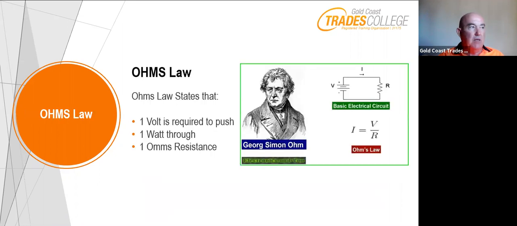Ohm's Law, by that picture there, it must be older than me, this guy, just fractionally. Ohm's Law states that 1 volt is required to push 1 amp through 1 ohm of resistance. Okay, it's a mathematical equation. We will look at it a little closer down the track. To the right there, you can see Ohm's Law, the equation I equals V over R. And above that is a little bit of the symbol there of how he got to it.